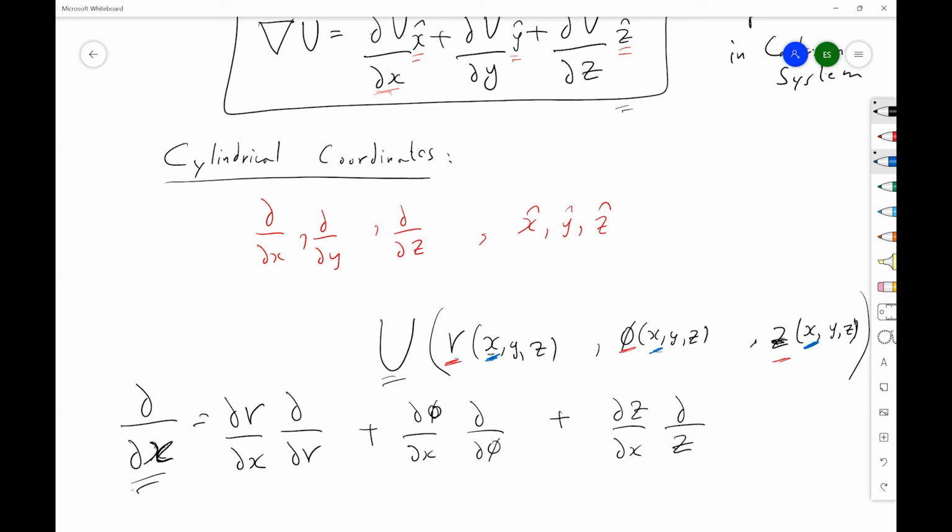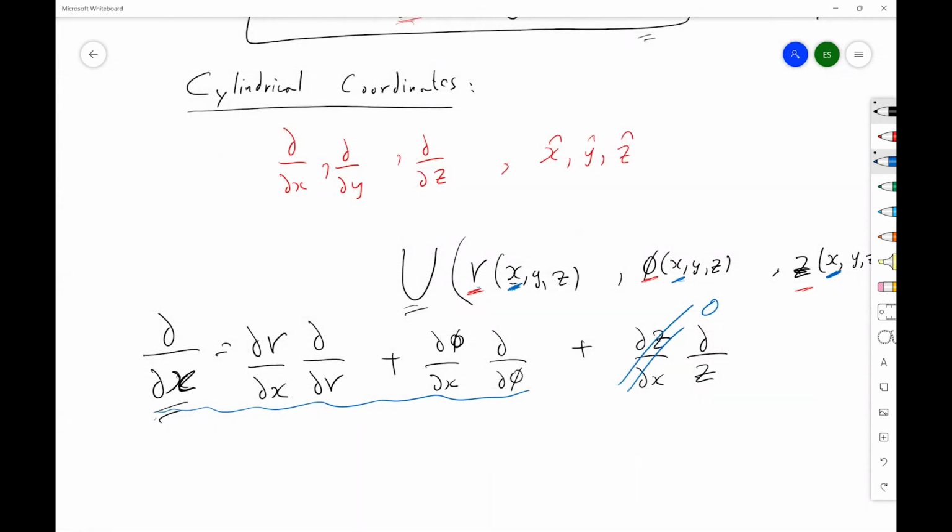Now the fact here is that it turns out that Z is independent of X. It doesn't matter, Z is not a function of X. If X changes, Z would not change, right? So this is nice. This goes to 0, so we end up with this. This is the transformation of the operator itself. We obtain it through the chain rule.